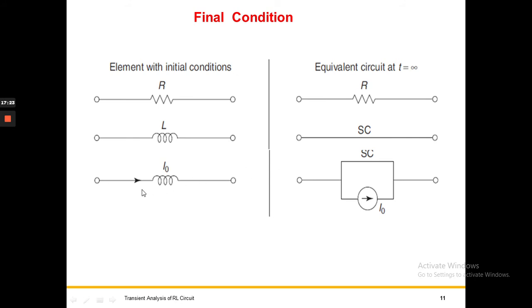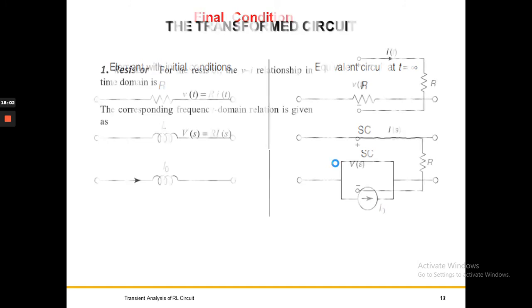But if there is an initial current through the inductor, then that inductor's current remains the same, but finally it is going to act as a short circuit. That means this current will not be available to the outside network. It will be looping like that and will die down naturally. This is the final condition for the inductor without any initial current through it: it will act as a short circuit. So when there is an initial current, it will act as a constant current source with a short circuit.